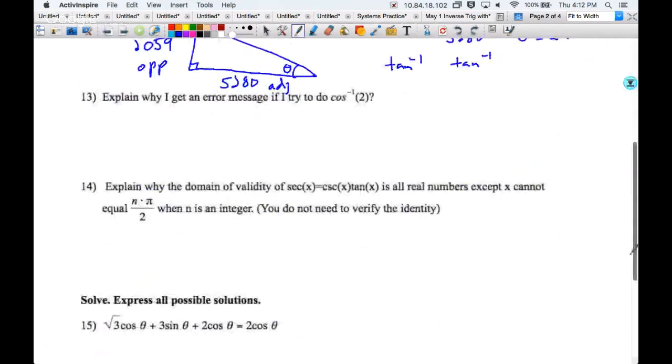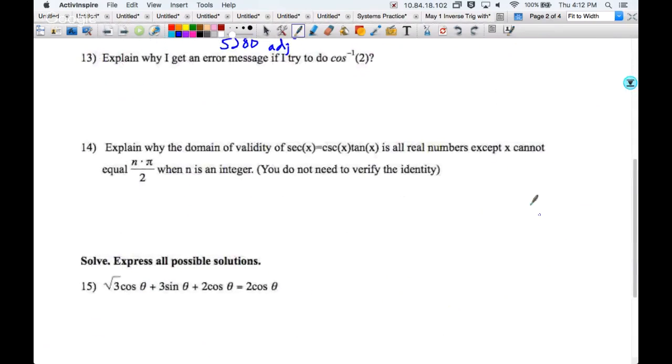All right, why do I get an error message if I try to do inverse cosine of 2? Well, we can explain this a couple different ways. We could just say 2 is outside the domain of inverse cosine. Kind of a boring way to say it that doesn't really explain why I'm getting that error message, but technically correct, 2 is outside of the domain of inverse cosine.